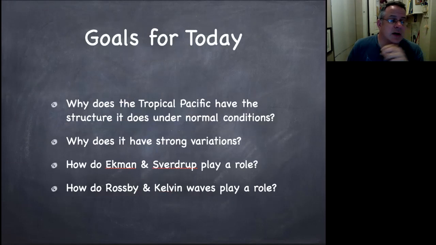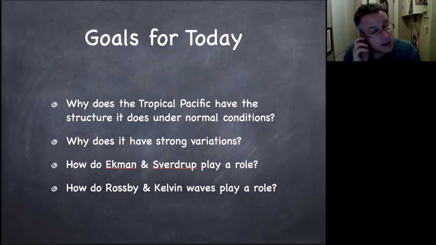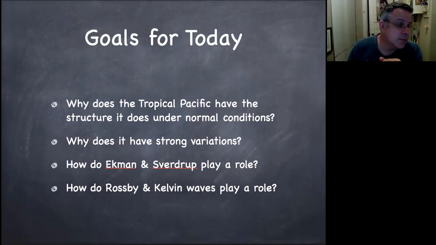Okay, so here are the goals for today. We're going to talk about why the tropical Pacific has the structure it does under normal conditions. Why does it have strong variations? Namely, there's a positive feedback. How do Ekman and Sverdrup play a role in this? And how do Rossby and Kelvin waves play a role in this?